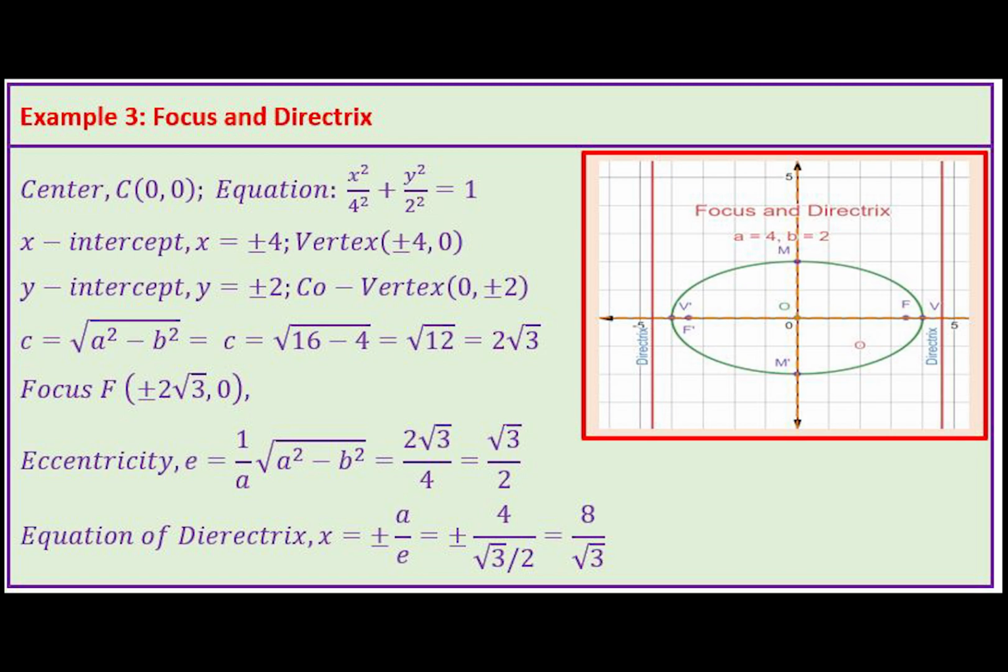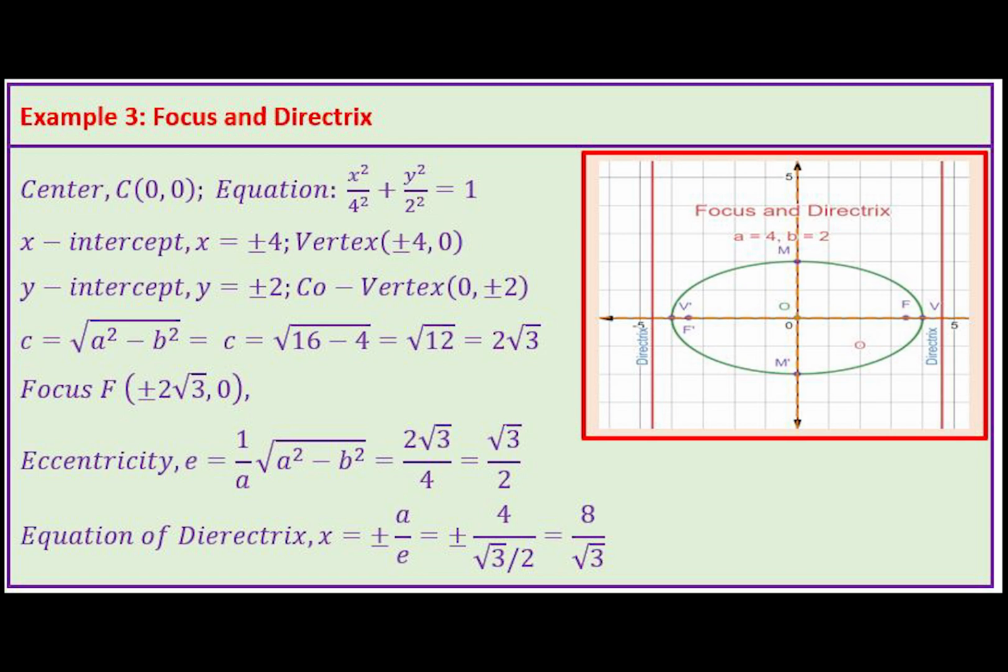To find the focus, c, which is the square root of the difference of squares of a and b, is a very important parameter. So we have first calculated c. c is the distance of the focus point from the origin when the ellipse is in standard position. c equals the square root of a square minus b square, substituting the values 16 and 4. 16 minus 4, we get square root 12, which is 2 square root 3. So the foci will be at plus minus 2 square root 3, 0.